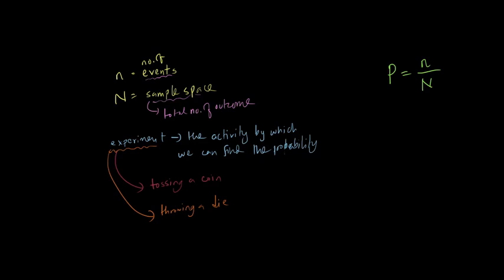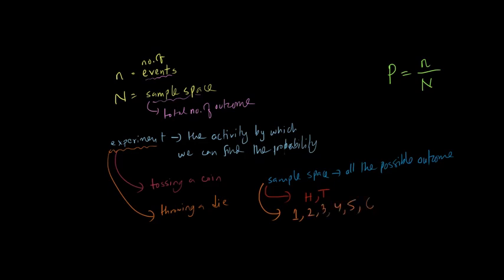That is known as the sample space. Sample space means all the possible outcomes. For example, if you're tossing a coin, then all the possible outcomes are either a head or a tail. On the other hand, if you're throwing a die, the possible outcome can be a 1 or a 2 or a 3 or a 4 or a 5 or a 6. So that's all the possible outcomes.